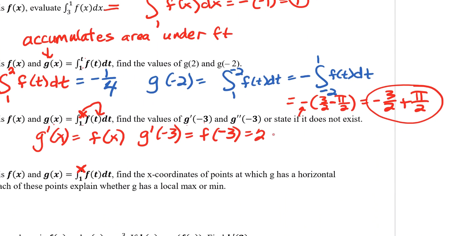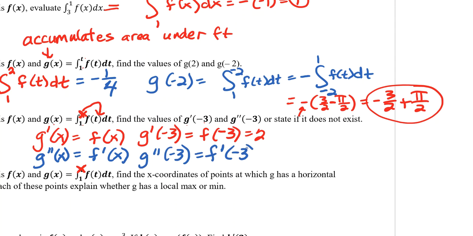I think that looks good. And then we want to do g double prime. Maybe we need to do some writing first. Let me switch colors here, and underneath here, what's the derivative of a derivative? So we're doing the derivative of g prime would be f single prime. So to find g double prime of -3, that would be equivalent to f single prime of -3.